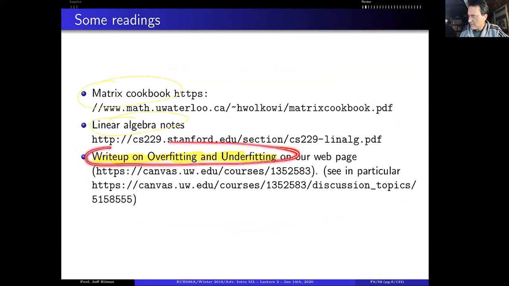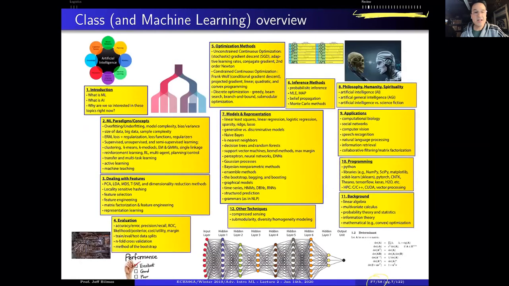We asked about the write-up for over and underfitting, and this is the place where you can get it. Looks like 4 people read it. Hopefully by next week, maybe more than 4 will have read it. And we have this slide. This is our overview of machine learning. Everybody see this? And everybody see the 12 sections?